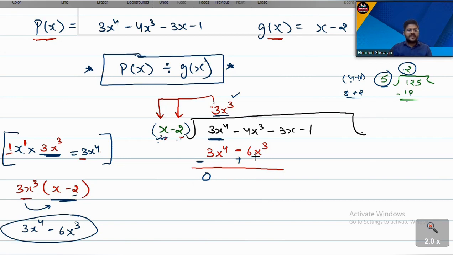Now what do I have? 6x cube minus 4x cube. It will be what? A 2x cube for me? Yes or no? Yeah. And then I will bring down this negative 3x. Get it or not? Okay, what will be the next step?